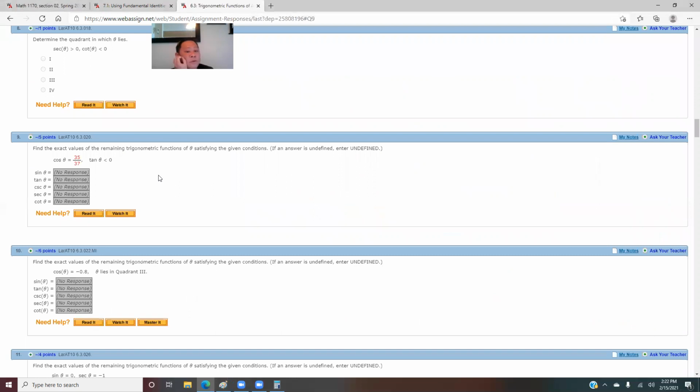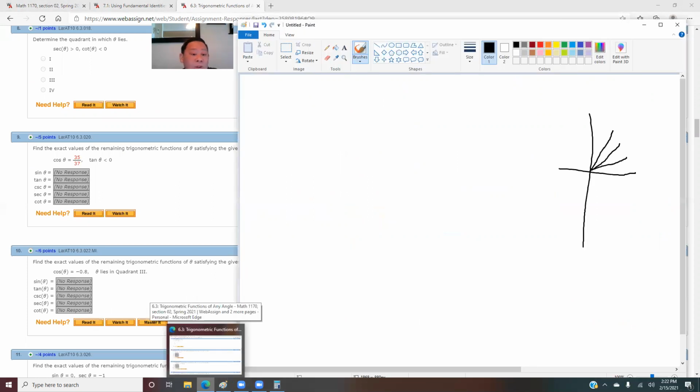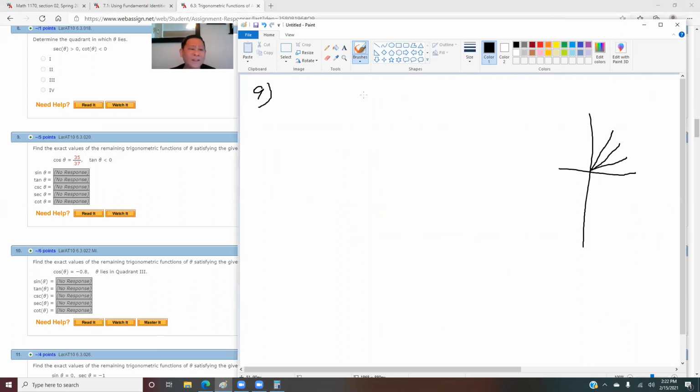Okay, this one you have to find the exact value, so you have to use your SOHCAHTOA in this case. But the first thing you need to do in this section is figure out what quadrant this belongs to. It's given that cosine theta is 35 over 37, and tangent theta is less than 0. So what quadrant does this belong to? I kind of have trouble finding quadrants. That was also one of my questions.